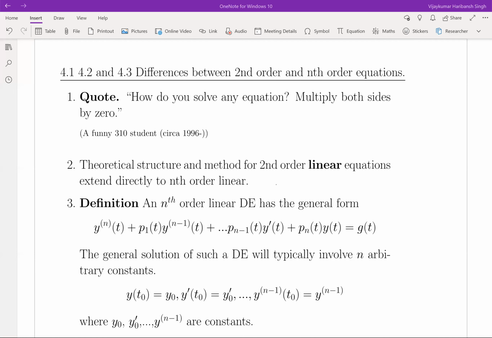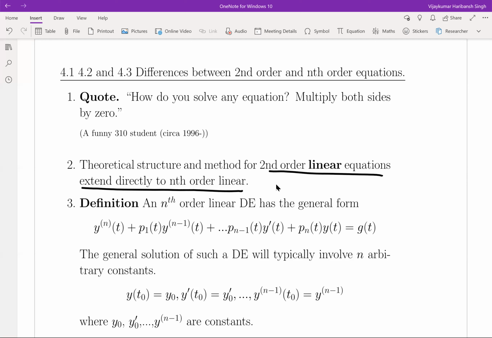Welcome, students. We want to now extend the ideas from second order differential equations to nth order differential equations. So, the ideas and methods of second order linear differential equations extend directly to the nth order linear differential equation.